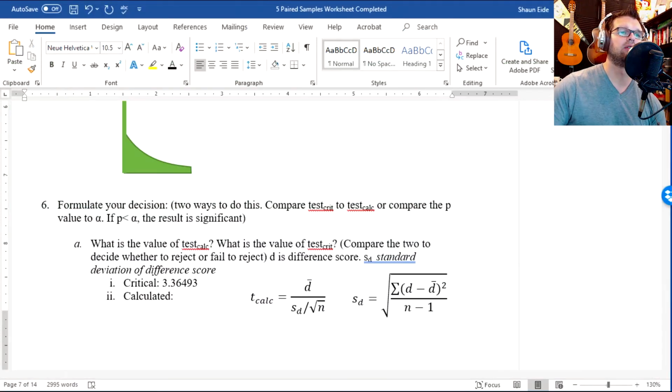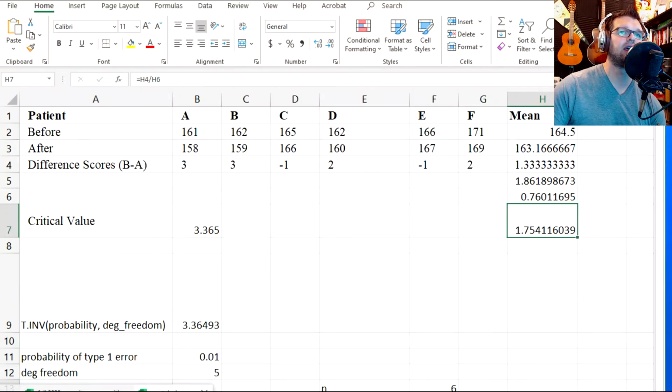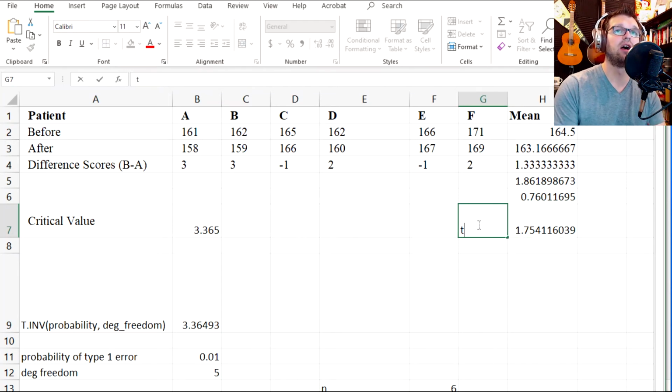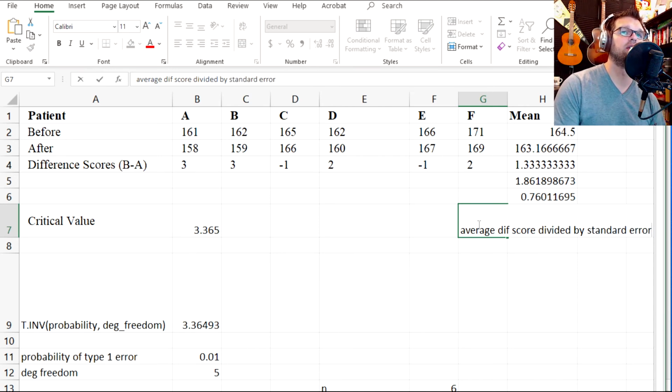So let me show that to you one more time just to make sure that you guys like, hey, how did you do that? Very specifically, you have the difference, the average diff score divided by standard error. And that will give you your t-calc value.